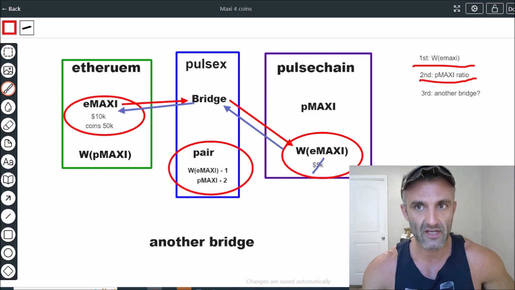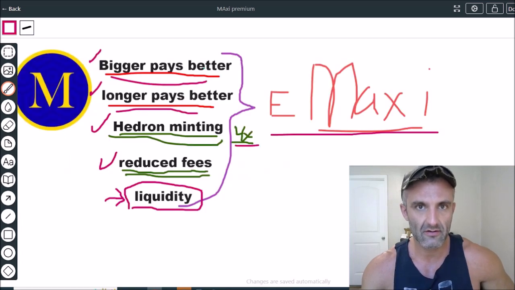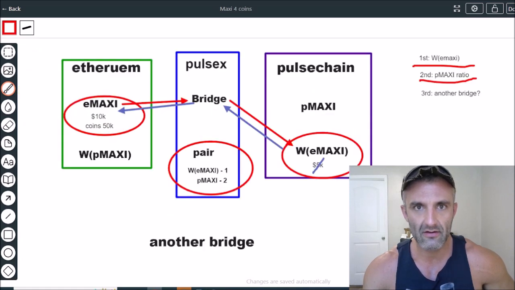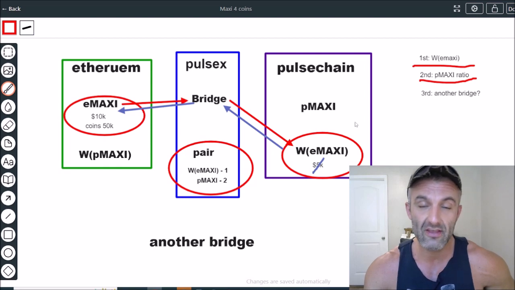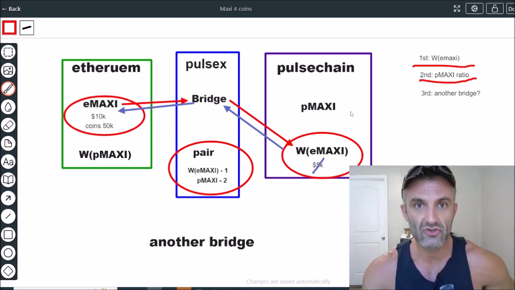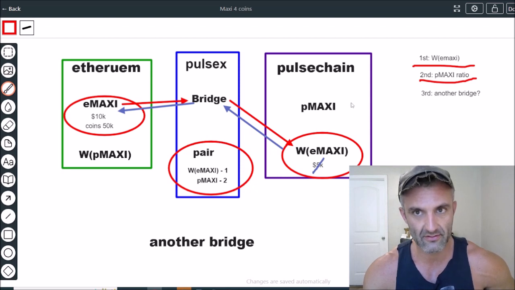Maxi represents this. That represents this on the Pulse side. That means in 15 years, one Maxi is going to give you that proportion of hex, hedron, no fee or very low fees that you can trade. This is a tremendous value proposition.